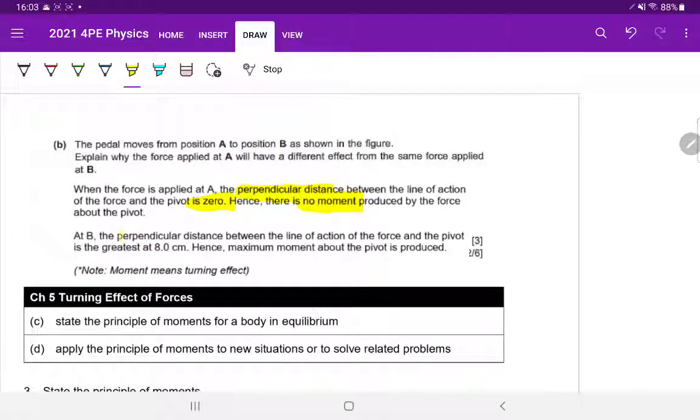So B, perpendicular distance between the line of action of the force and the pivot. Please be very specific about this, between the line of action of the force and the pivot. Show off your knowledge, okay? Show that you know it's between the line of action of the force and the pivot. Is the greatest at 8 cm. So this is the key thing I want to keep seeing, right? Between the line of action of the force and the pivot. And so, because it's the greatest, it has the maximum turning effect about the pivot. So the maximum turning effect is produced. So compare this, no turning effect, compare this, maximum turning effect. Why? Perpendicular distance from the force to the pivot is different. Okay? I hope that was easy to understand.